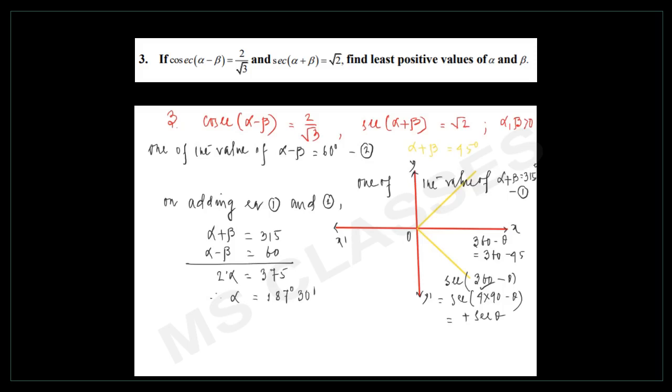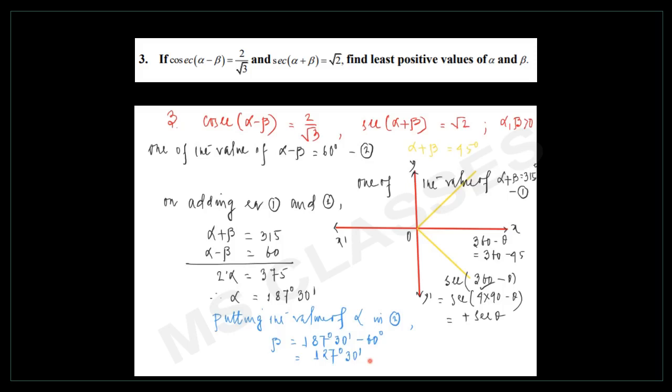Now, once we have alpha, if we subtract these two, or you can just substitute the value of alpha in equation 2, we get beta equal to 187 degrees 30 minutes minus 60 degrees. So that will give us 127 degrees and 30 minutes.